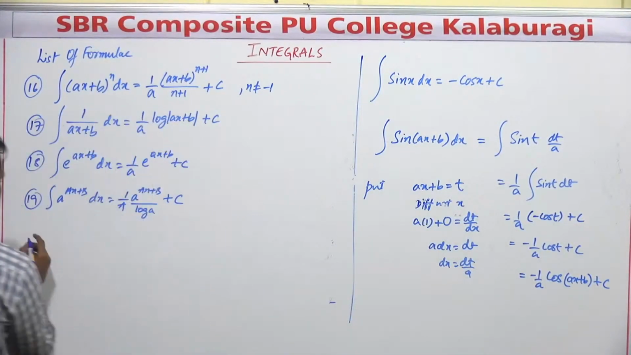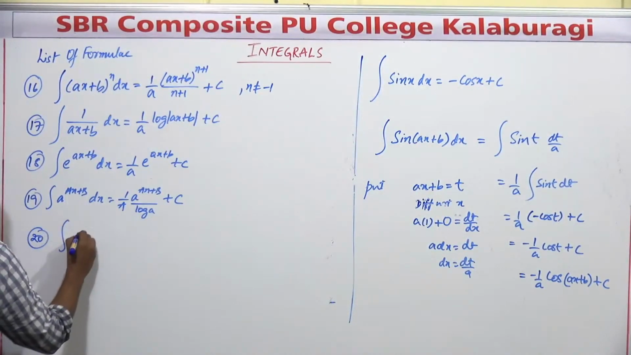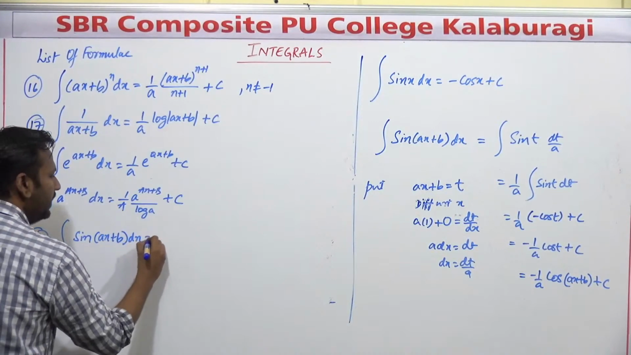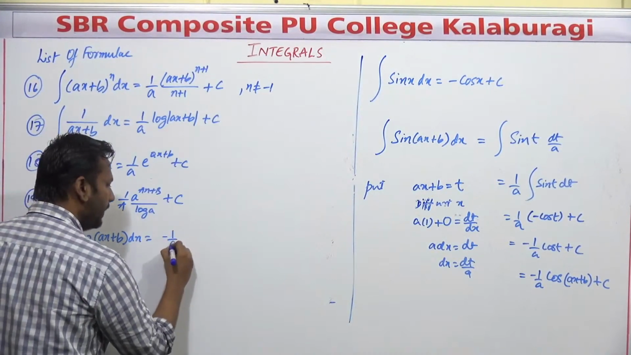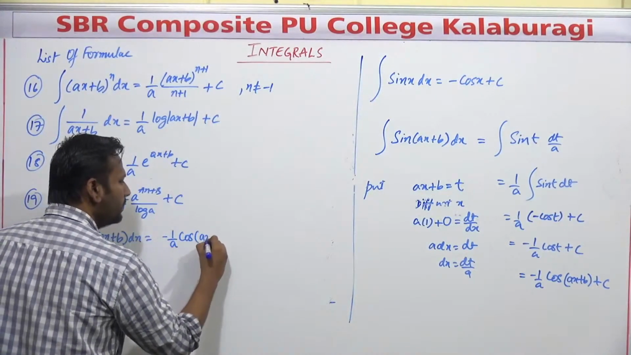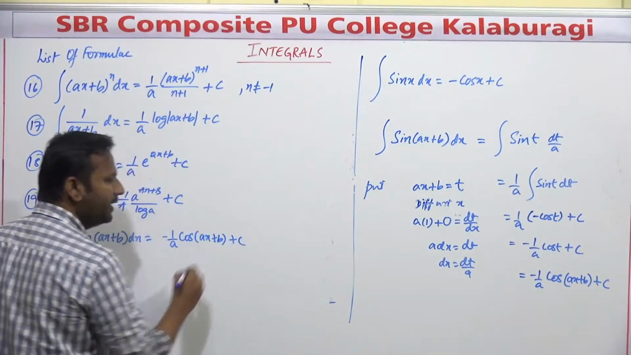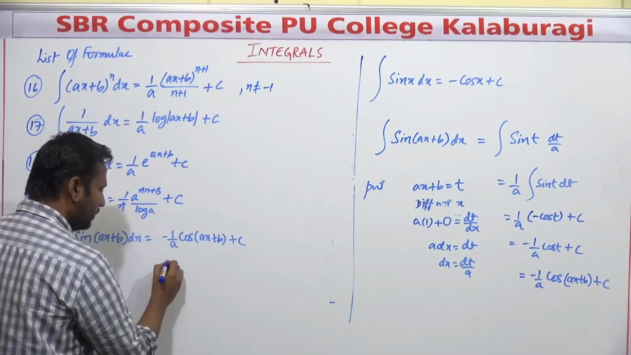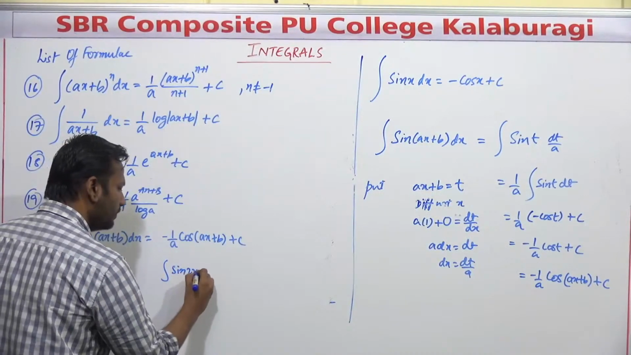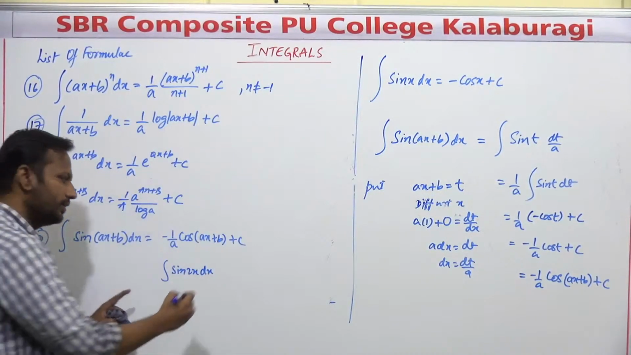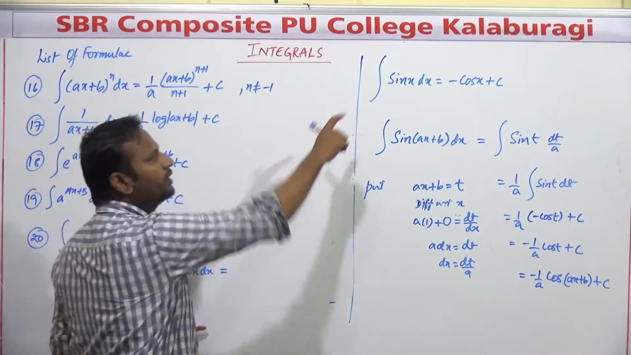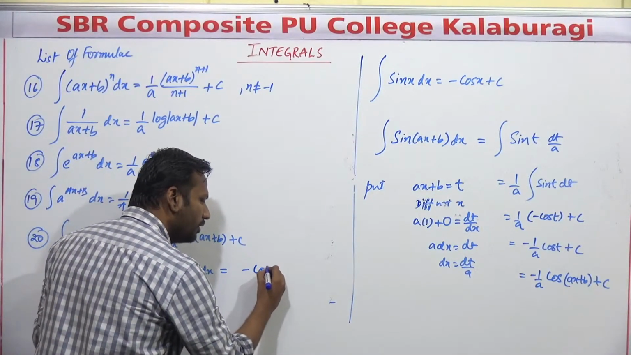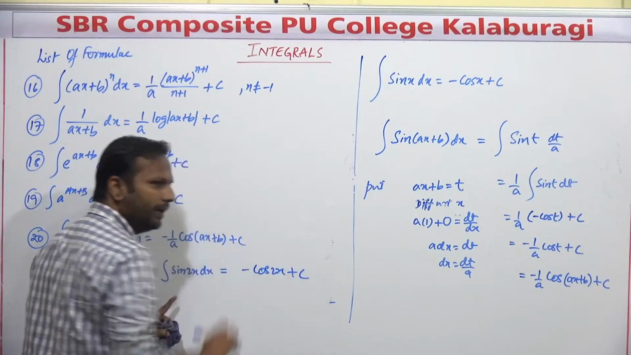So we got one more formula: the integration of sin of ax plus b is minus 1 by a cos of ax plus b plus c. No need to worry here, right? Just simple. You have to remember the things. Take sin 2x: the integration of sin 2x. As we know, the integration of sin x is minus cos x. In the same way, the integration of sin 2x is minus cos 2x plus c, you have to write.